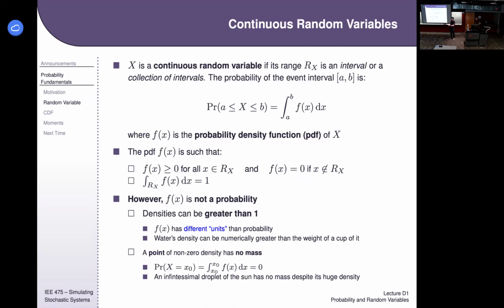Okay. Questions about that? It's a weird concept, continuous random variables, but it's no weirder than thinking about continuous densities in physical mass. So again, probability is just mass. Anything you know about that, you know about that.